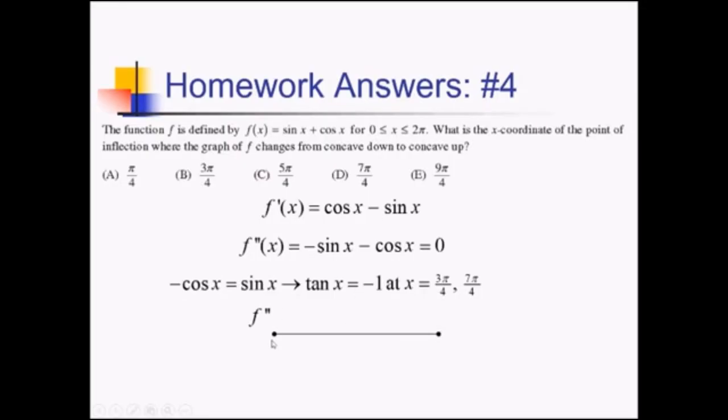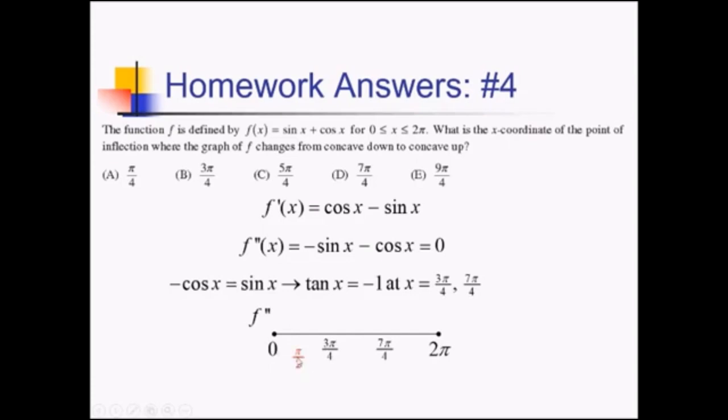So let me just put those on there. So we've got 0 and 2 pi, and then we have the two critical values, 3 pi over 4 and 7 pi over 4. So let's test something in each of these intervals, something between 0 and 3 pi over 4. Well, how about just pi over 2? That's a pretty easy one to test out.